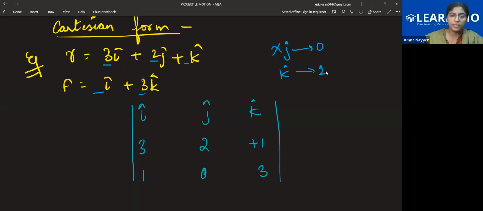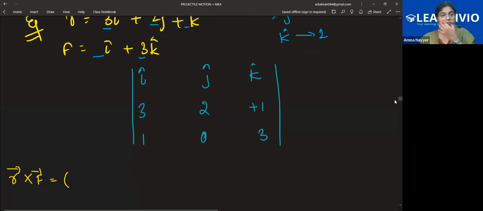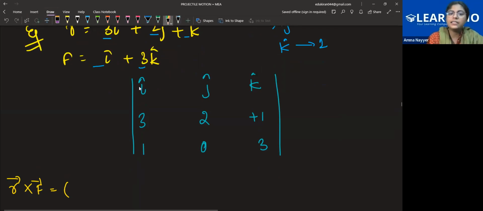Now, how do we solve the questions? For r cross F, firstly we will write the i cap part. When you are solving i cap, please remember the procedure carefully because it can be very confusing, so have patience and understand this. When we are talking about i cap, delete its entire row and its entire column.